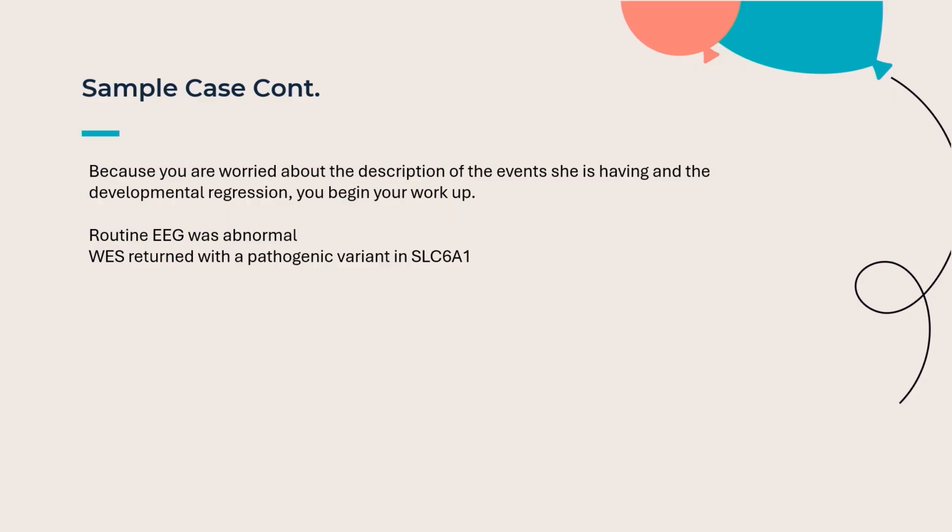Okay, going back to our sample case. Because you're worried about the description of the events she's having and developmental regression, you begin your workup. Routine EEG was abnormal. Whole exome sequencing returned with a pathogenic variant in SLC6A1. I'm sure you're all very surprised by that. Next, we'll be going on to development.